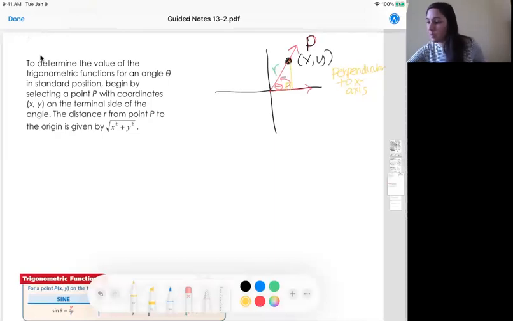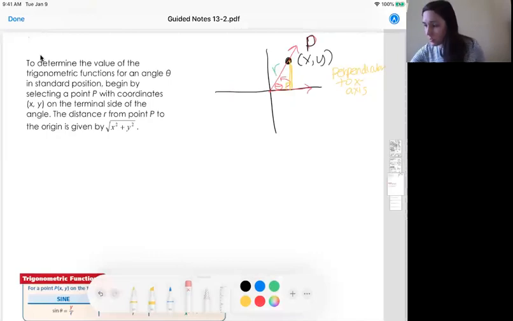I'm forming my right triangle here, coming straight down. If I were in this quadrant here, I would come straight down. If I were in this quadrant, you need to come straight up. This quadrant, straight up. Make sure you're coming to the x-axis, not to the y. All right, so we know that that length is r.